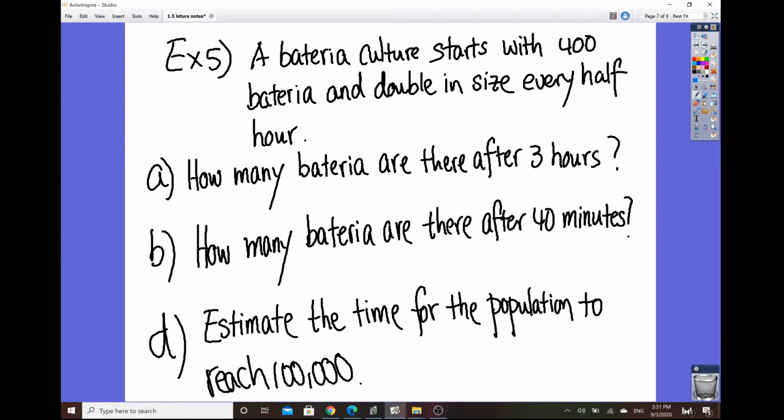Okay, so now the word problem. A bacteria culture starts with 400 bacteria. Anytime you see a word problem, you always want to underline the key numbers and key phrases. And it doubles in size every half hour. Half hour is 1/2 or 0.5 hour. So we do know that the unit is hour, and the amount here is 400 bacteria. And how many bacteria are there after 3 hours?